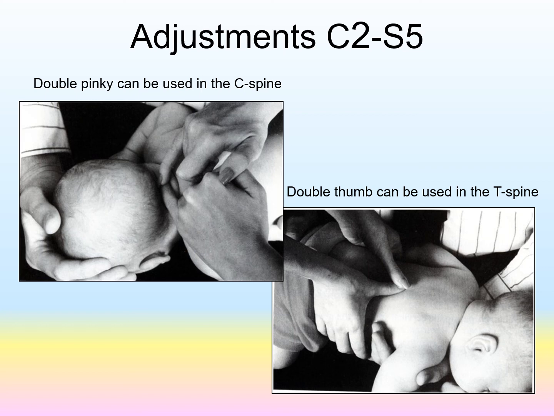As she moves down into the thoracic spine, you can see the double thumb contact, again, making the contact fit the contact point for the spine. And again, this thrust is P to A on that infant.